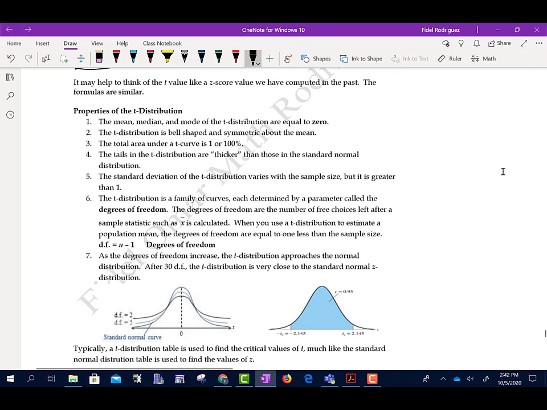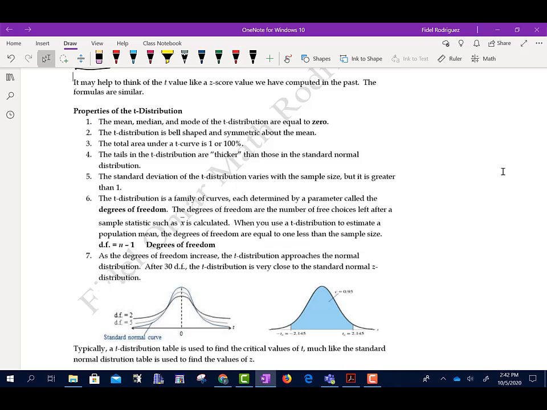So, properties of the t-distribution. The mean, median, and mode of the t-distribution are equal to 0. The t-distribution is bell-shaped and symmetric about the mean. The total area under a t-curve is 1 or 100%. The tails in the distribution are thicker than those in the standard normal distribution. The standard deviation of the t-distribution varies with the sample size, but it is greater than 1.